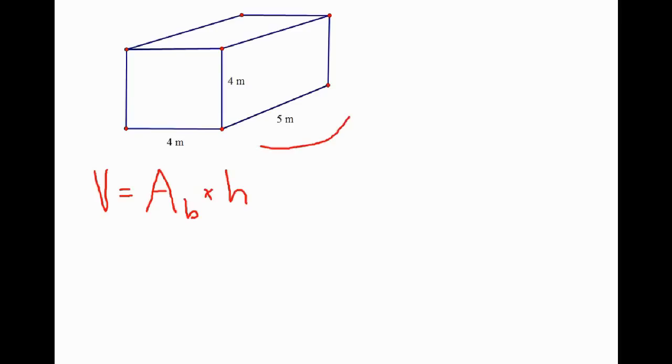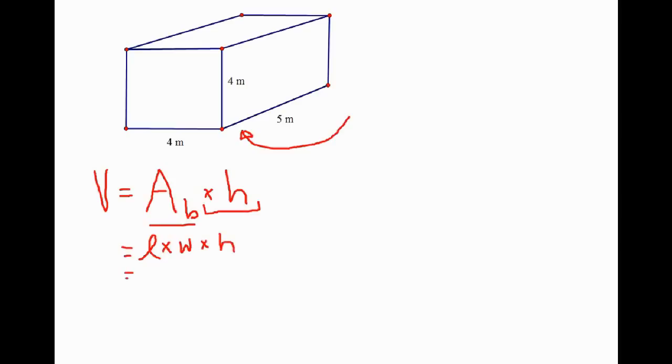So if we look at what's on the bottom here, we have a rectangle. And to calculate the area of a rectangle, of course, it's length times width. Well, that's the area of the base part of this equation. And of course, the rest of the equation is multiplying it by the height. So we have to take that area of the base and multiply it by the height.